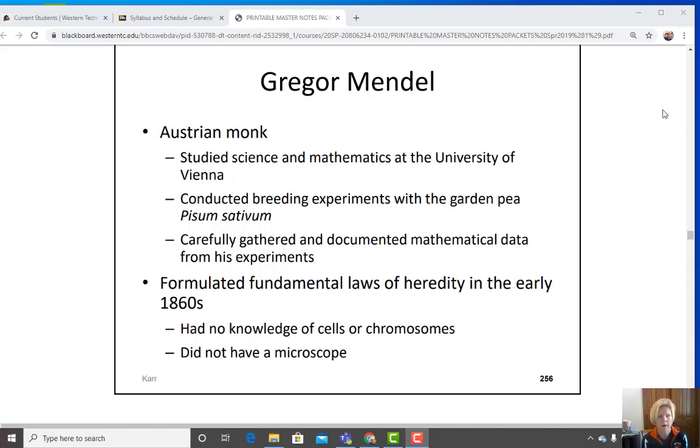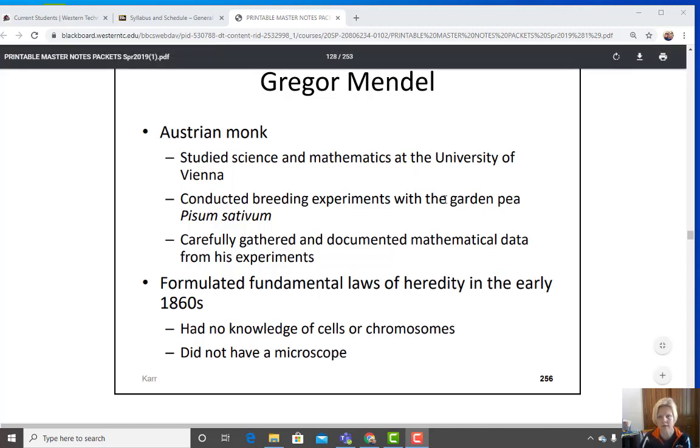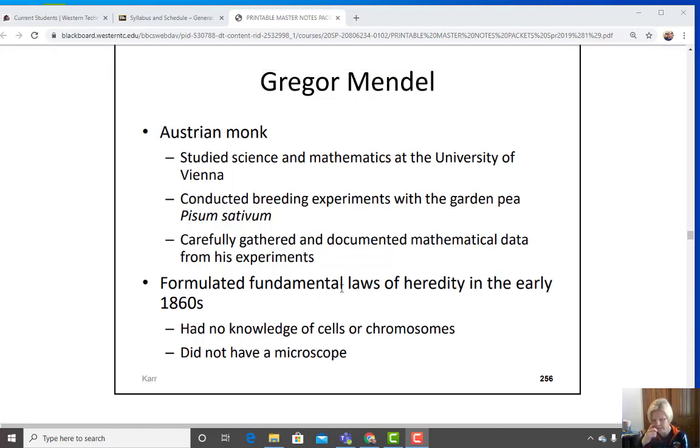So his primary organism that he worked with was the pea plant. So that's the garden pea. And what he liked about the pea plant is that it had some special characteristics, which we'll talk about in just a minute. But he did not have a microscope, so he wasn't able to look at anything at the cellular level. All he could look at was the phenotype, which is the physical characteristics of the plants as they developed from two parent plants. So he didn't know anything about chromosomes or cells.